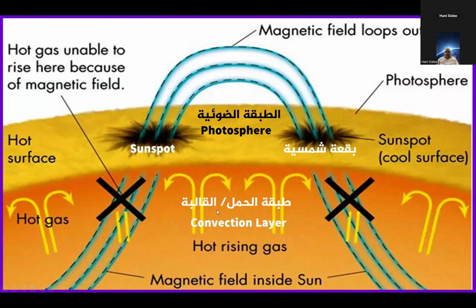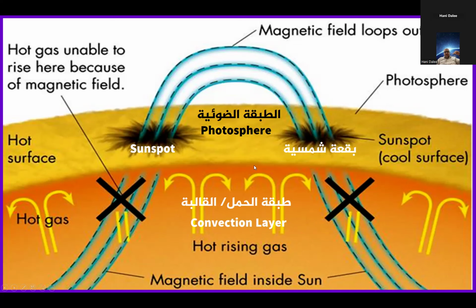Here, the layer below the photosphere is called the convection layer, where the heat is coming up and going down. It carries the heat up. It's just like boiling water. So when the magnetic field lines are penetrating the photosphere, they don't allow the convection layer to carry the heat up. So they are not allowed to go through the photosphere.